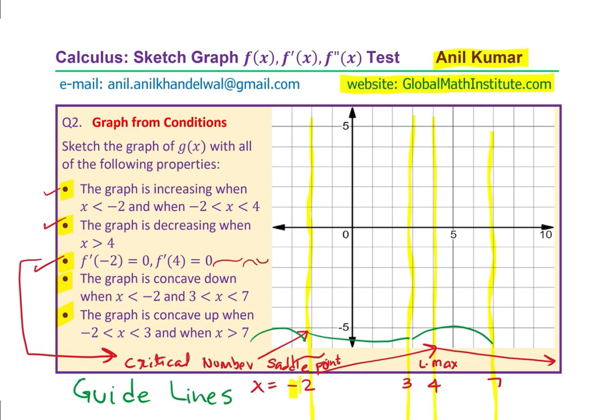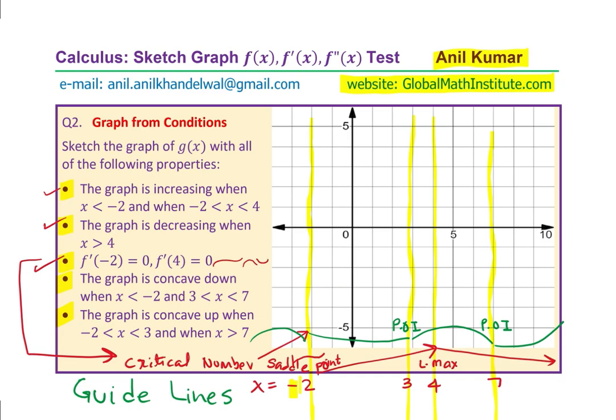So concave up and then down. That means we have a point of inflection here, right? Because the concavity is changing. And then when x is greater than 7, it is again concave up. So we have 2 points of inflection in this particular graph. You get the idea, because the concavity changes. Now that gives you a fairly good idea of sketching the graph.